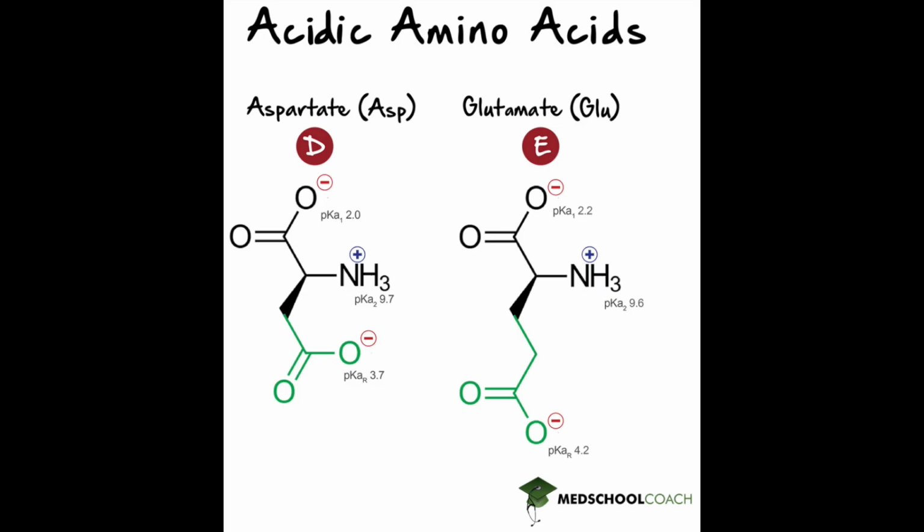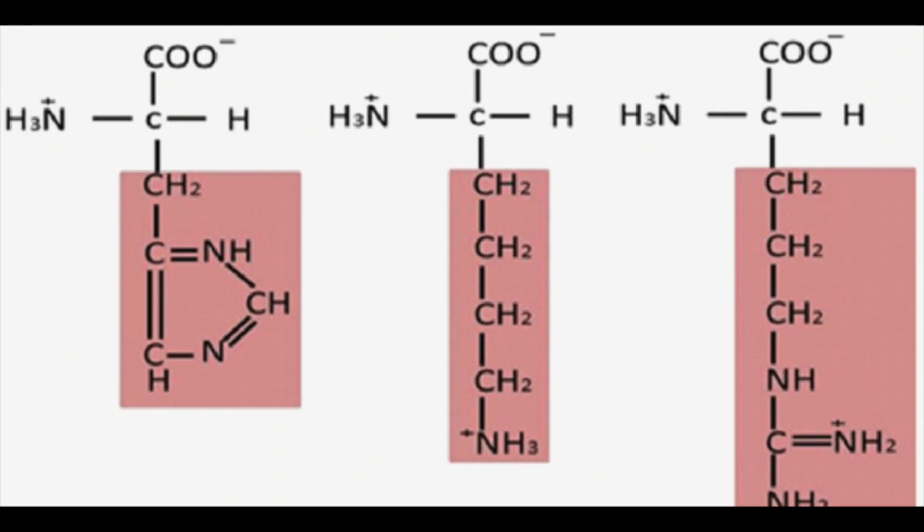So remember we said the mandatory structure needs a carboxyl group and an amino group. The acidic amino acid has an extra carboxylic group, and then we can have basic amino acids, which means they have an extra amino group.